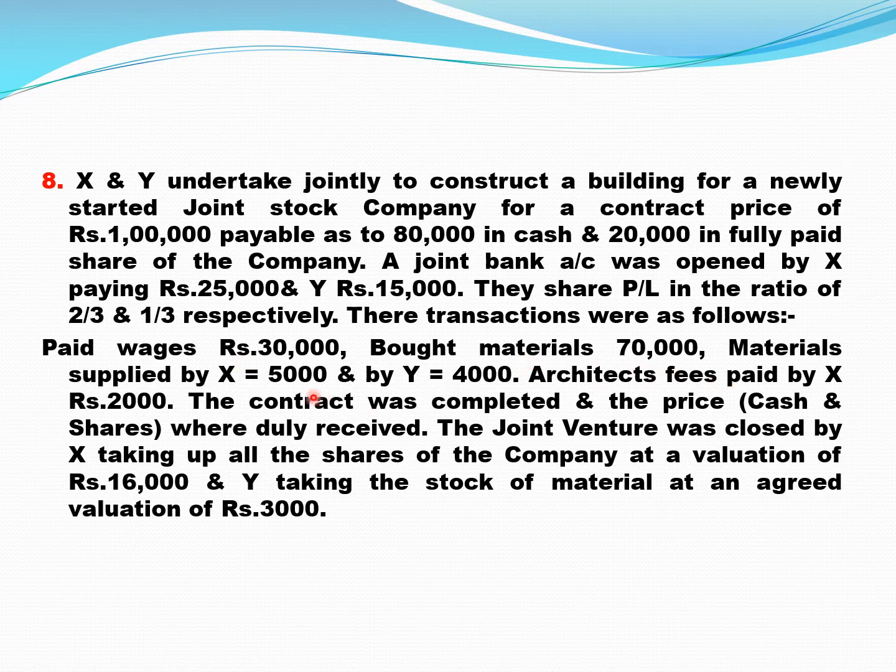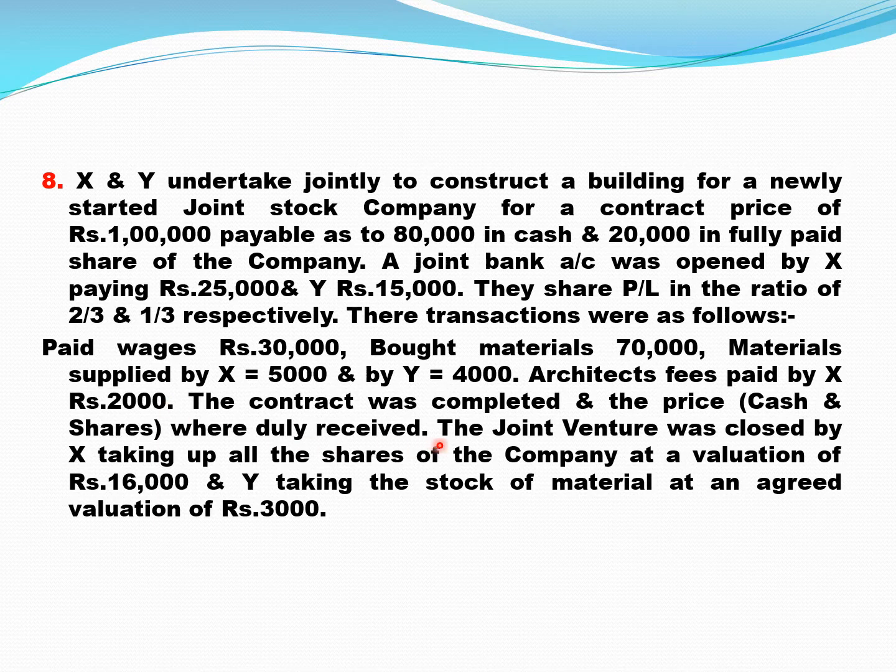Material supplied by X, 5,000, will come in joint venture account and co-venture account. And material supplied by Y. So Y has also supplied material. It's called purchase from X and purchase from Y. So this 4,000 will come in joint venture account and co-venture account. Architect fees paid by X, 2,000. Expenses paid by X, 2,000, will come in joint venture account and co-venture account.